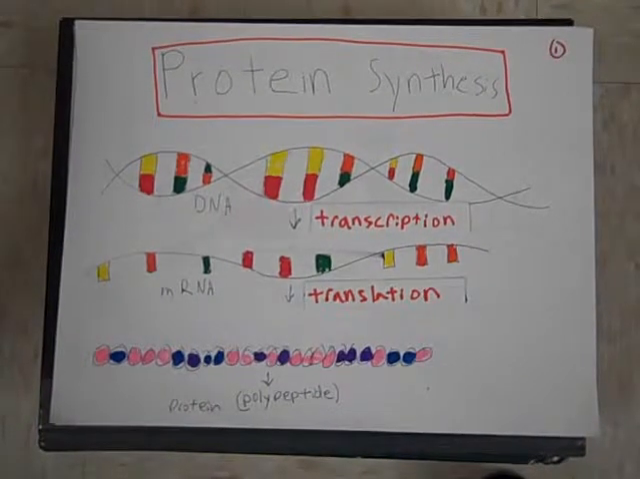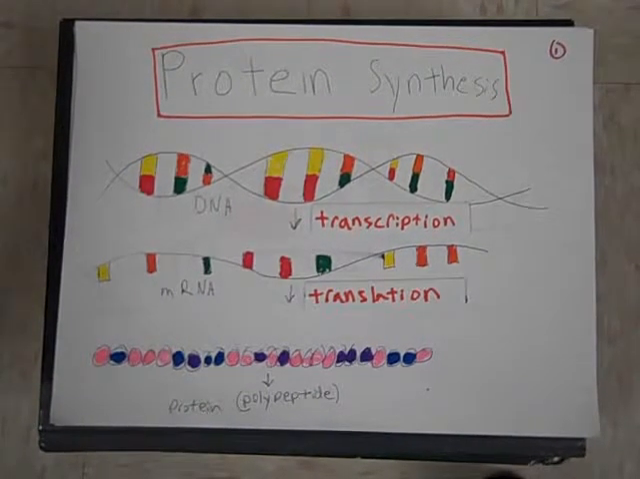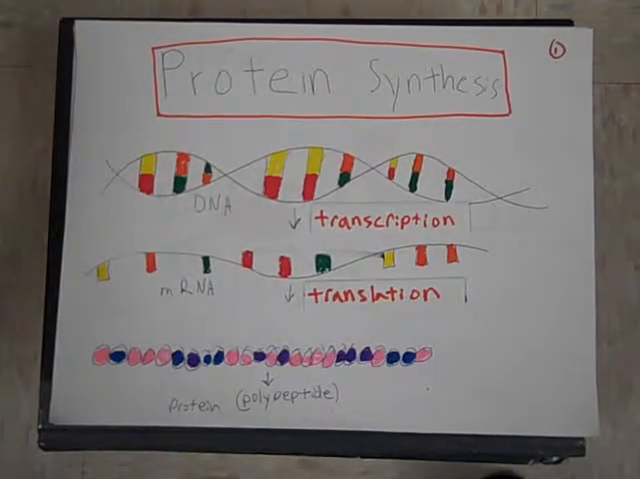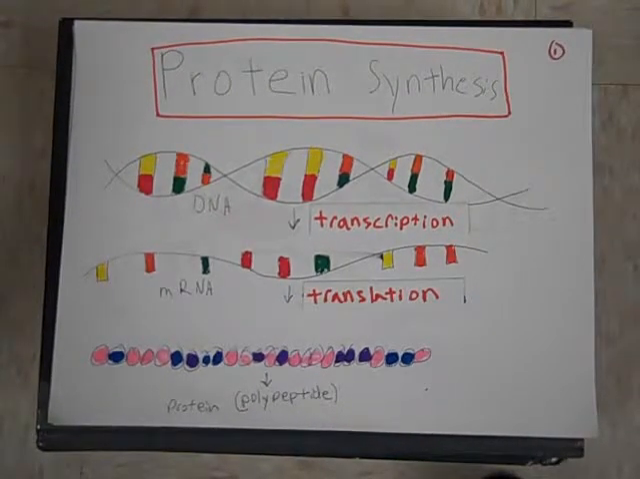Protein synthesis is a result of transcription and translation. The process starts when DNA is transcribed into an mRNA strand. The mRNA strand is then read and translated into a polypeptide chain in the ribosomes.